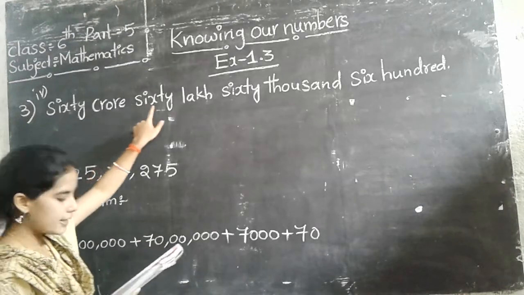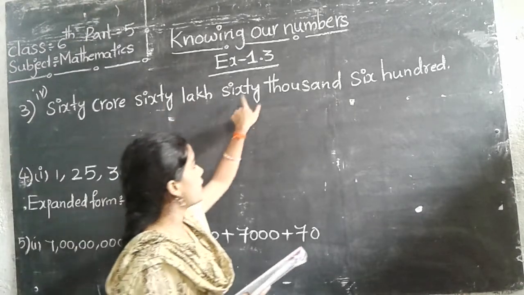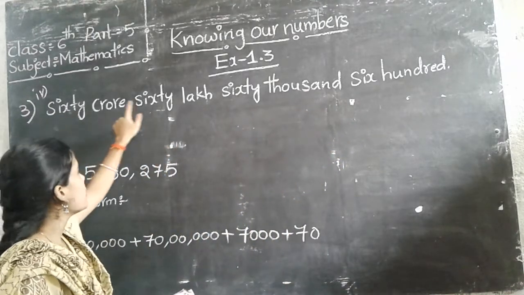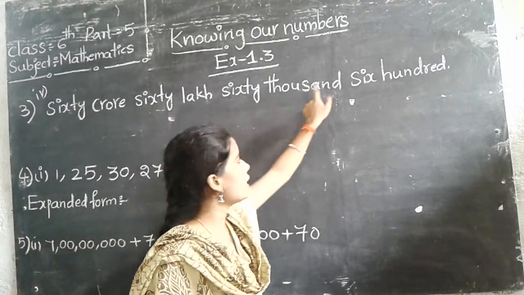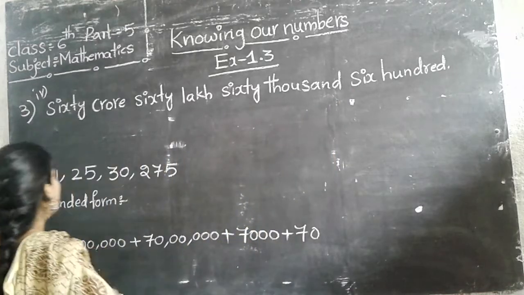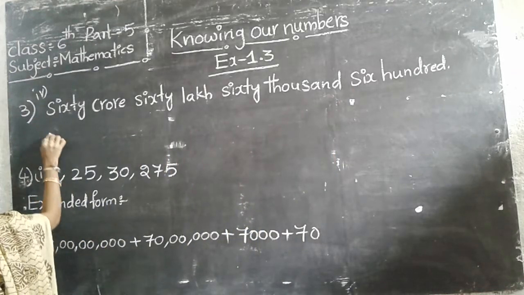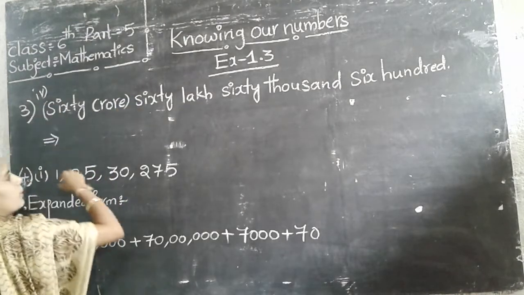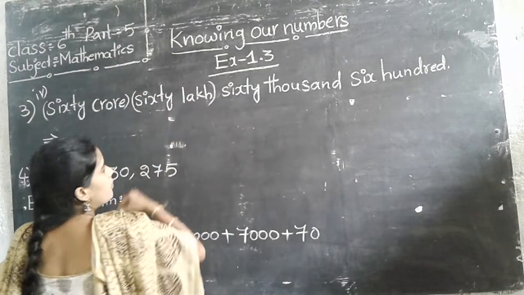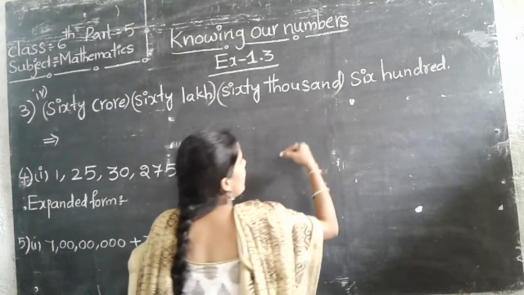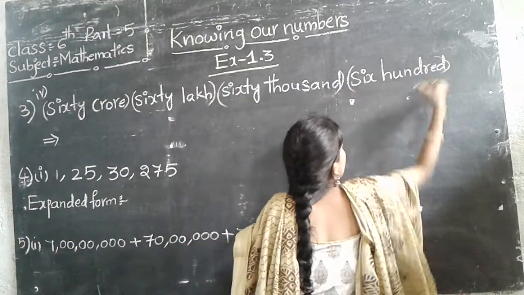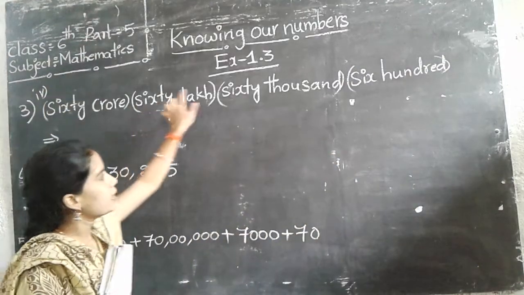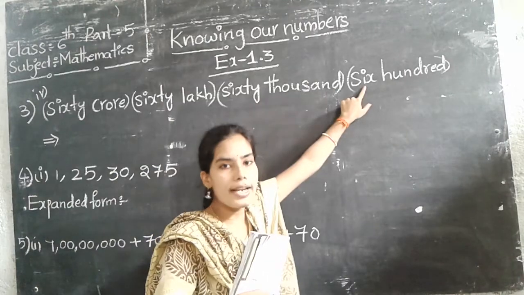60 crore, 60 lakh, 60,000, 600. Yes, children, now we have to write the number. First, 60 crore, so this is one group. This is the lakh group, this is the 1000 group, and this is the ones. That means crore period, lakhs, 1000 and ones period.